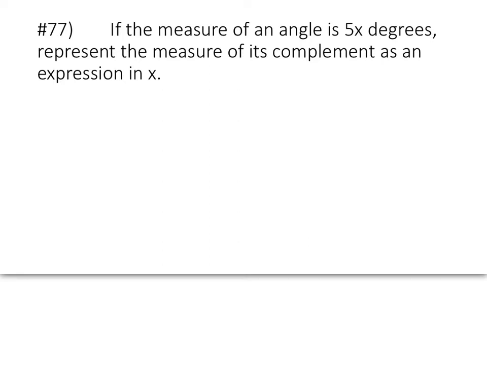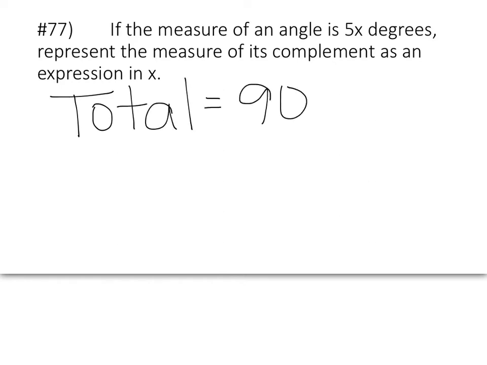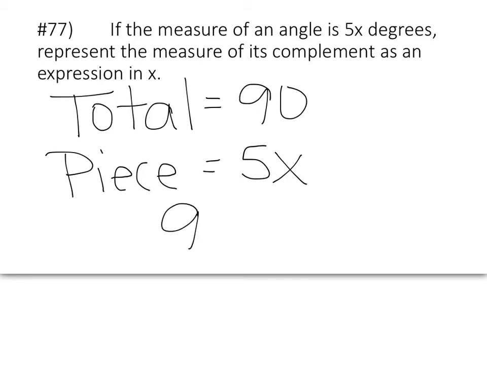Okay, well we know complementary angles are angles that equal 90 degrees. So it's basically just like the last problem. Our total, our sum, just like the last problem, is 90 degrees. And then the piece that they gave us is 5x. So in the last problem they gave us the sum was 112 and the piece was x. Here the sum is 90 and the piece is 5x. So you're just going to say 90 minus 5x.